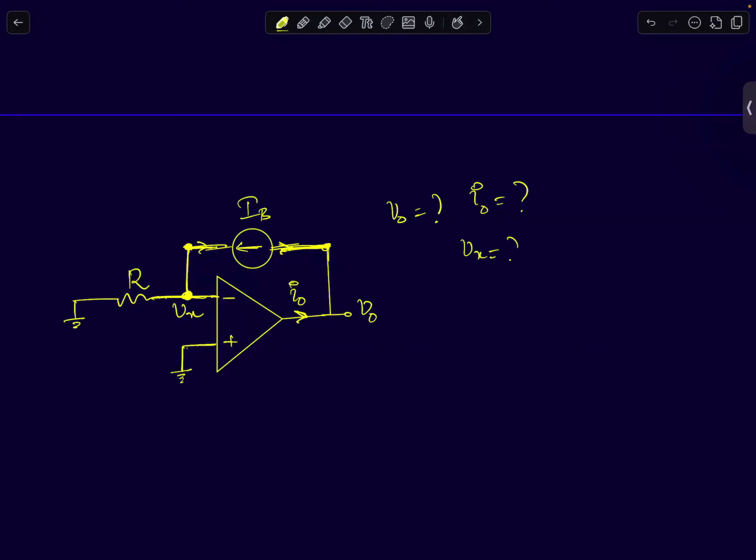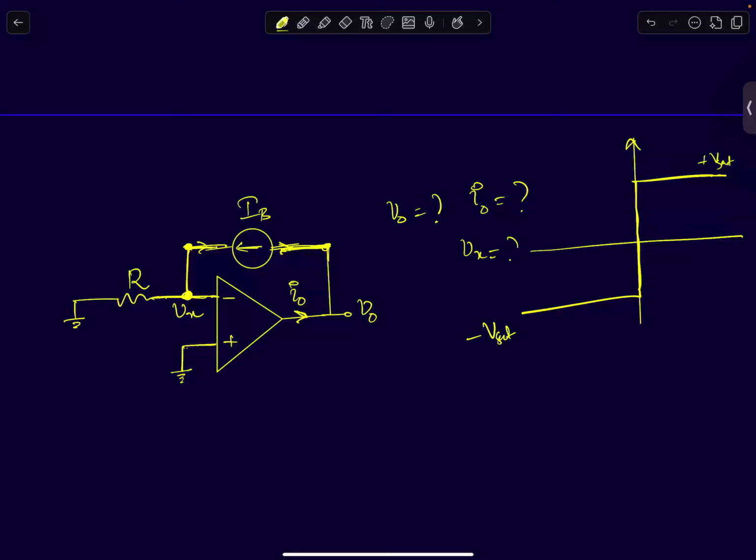So first, assume that the op amp has a saturating nonlinear characteristic, meaning your op amp characteristic should look like this. If your differential input is greater than 0, it goes to plus VSAT. Less than 0, it goes to minus VSAT. This is the characteristic of the op amp. Now, can you tell me what will be the output voltage and the current I0?